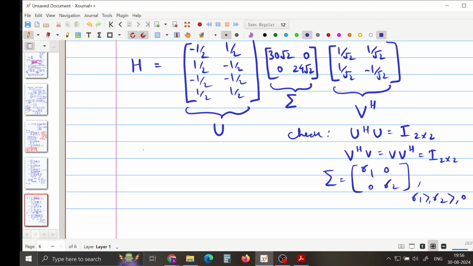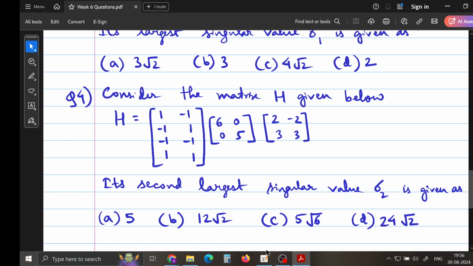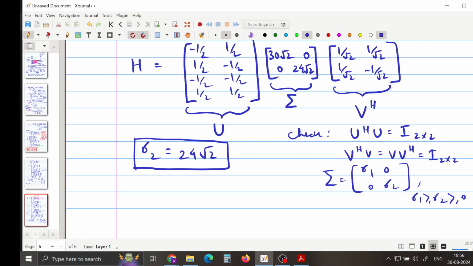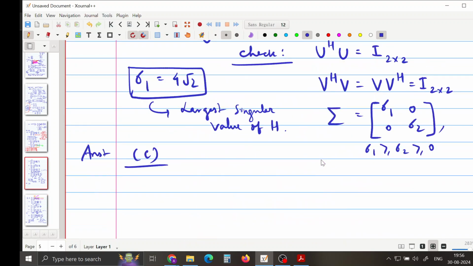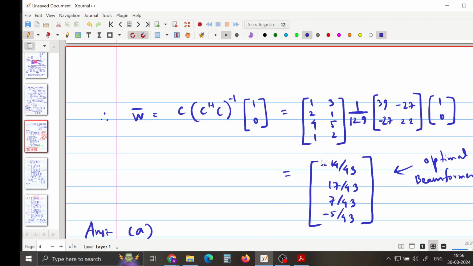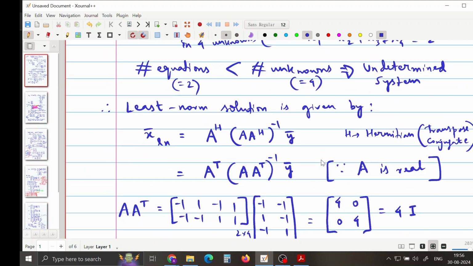So my sigma 2 here, which is my second largest singular value, which is what has been asked in the question, is 24 root 2, and I think it is the fourth option, 24 root 2. So your correct answer is option D. Okay, and I think with this we have come to the end of today's discussion.